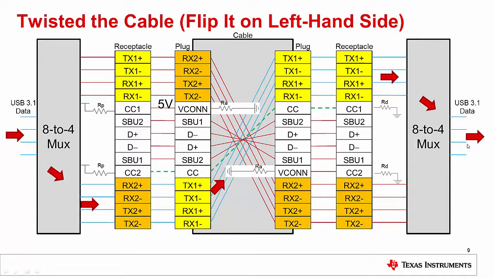But you can see, based on how you flip the cable, there's 4 different possibilities here. And both the source and the sink both need a mux to be able to route the signals correctly in the end.